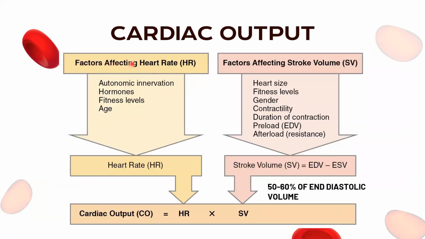Here you can see the different factors affecting heart rate, increase or decrease, and the different factors affecting the stroke volume, which is the amount of blood being pumped to the systemic circulation. It is computed as end diastolic volume minus the end systolic volume. In short, the cardiac output is computed as heart rate multiplied by your stroke volume.